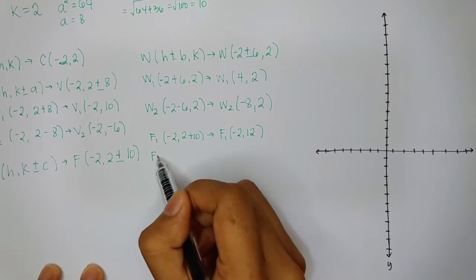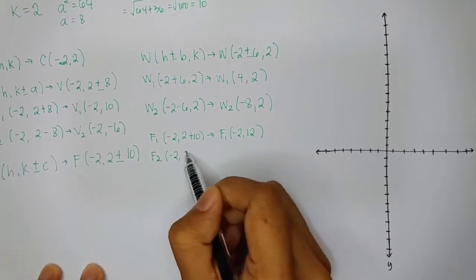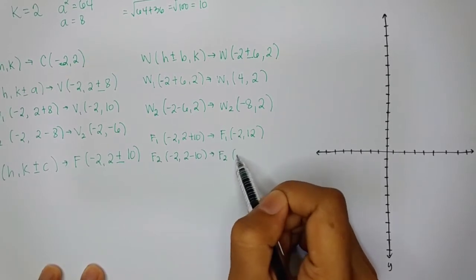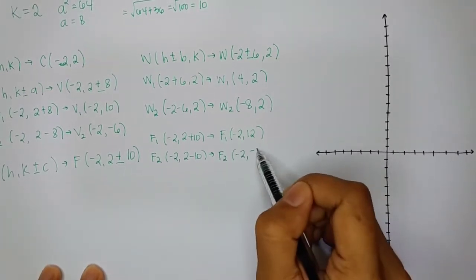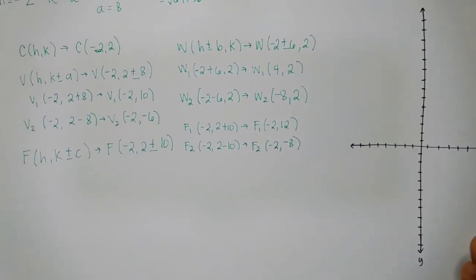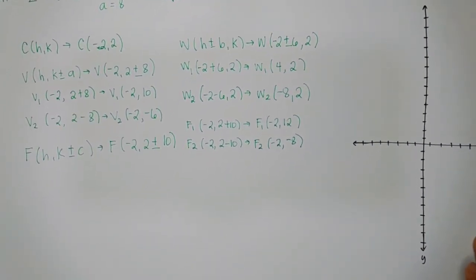Then, ang F2 natin, we have negative 2, 2 minus 10. So, this will be F2 natin. Is negative 2. 2 minus 10 is negative 8. So, that is our foci. Okay. Meron na tayong center, vertices. We have co-vertices. We have our foci.